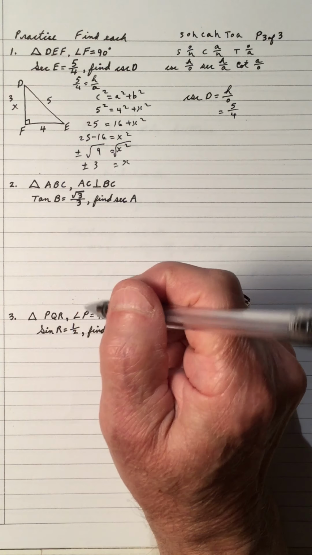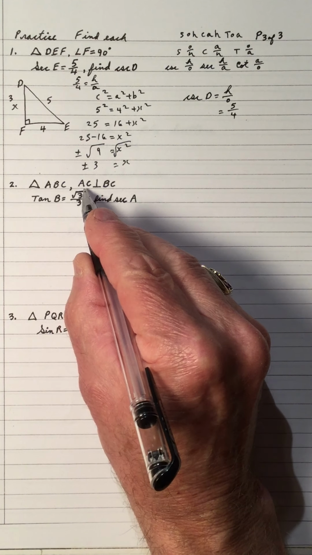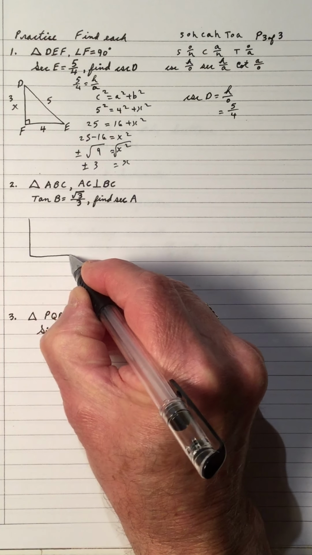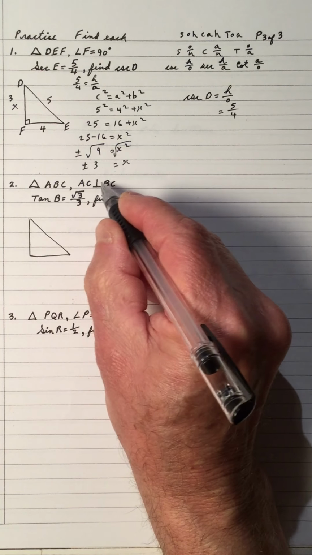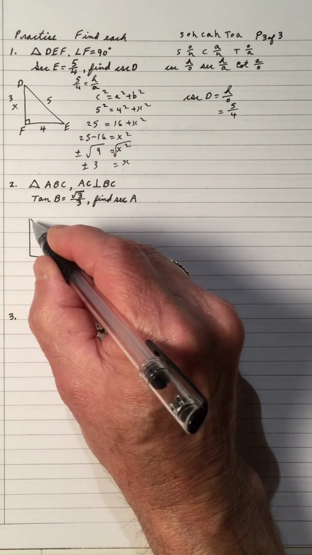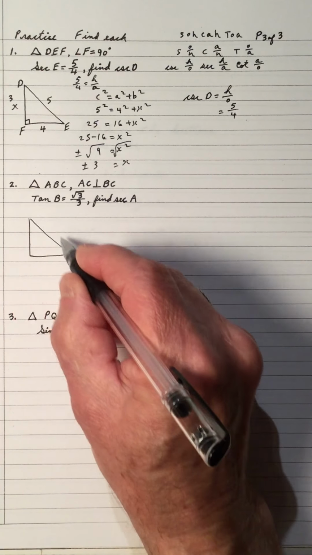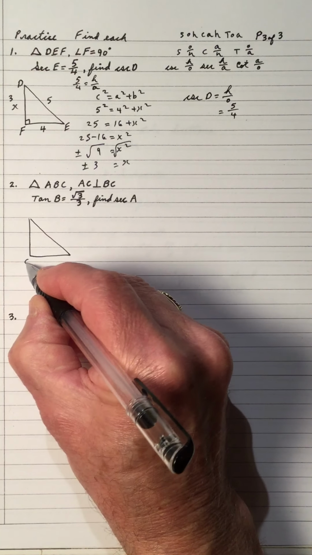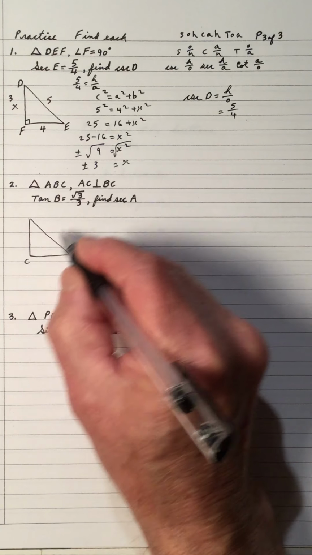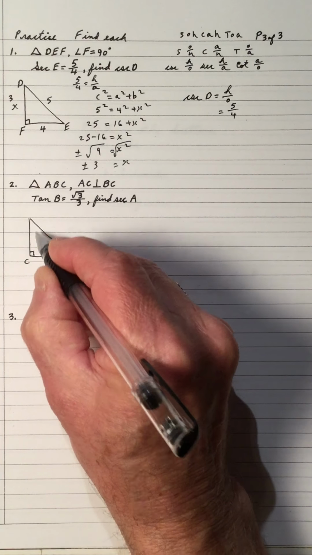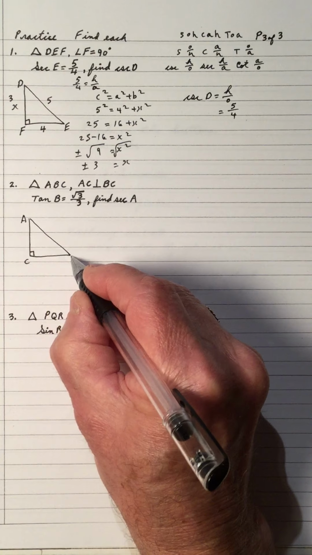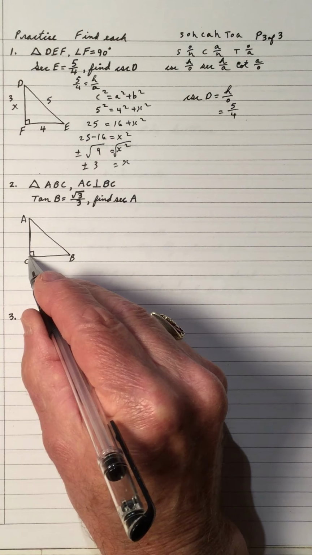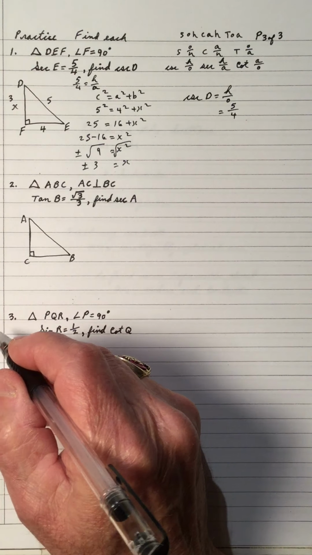Number 2, we have a triangle ABC. AC is perpendicular to BC, so let's draw a right triangle. C is repeated twice, so C is my right angle. So we lay A there and B there. AC is perpendicular to BC, C is repeated twice, C is the right angle.